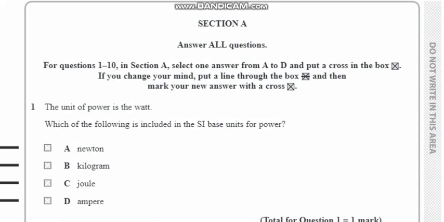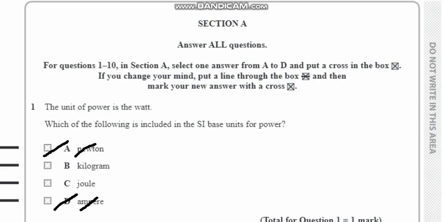So the first question is, the unit of power is the watt, and we all know that. Which of the following is included in the SI base units for power? So guys, if you remember the SI base units, which includes the mass, time, length, temperature, amount of substance. So if we go out and cancel out the wrong terms here, Newton doesn't count, so we'll just cancel it. Neither ampere, that's not the base unit. So we are left with kilogram and joule.